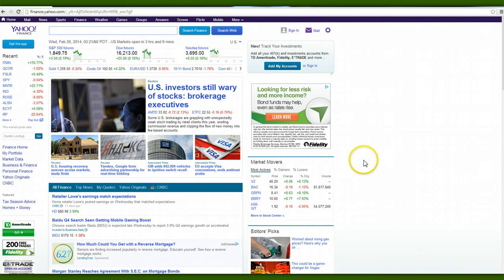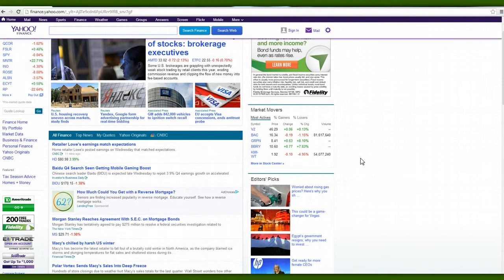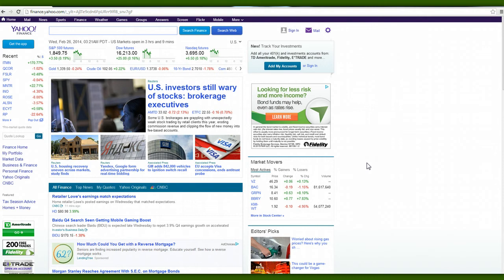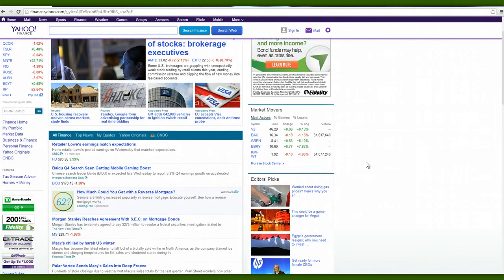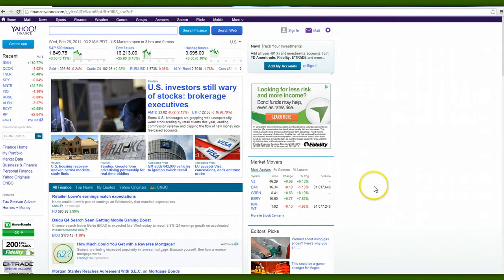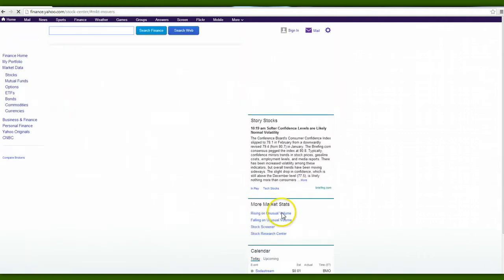I use Yahoo Finance a lot. It has a lot of good information. Basically, you can look up any stock on this website and it can give you information right away: news, earnings, statistics. So it's a very good website. So for today, to find out what I'm going to trade, you can go to the home page for Yahoo Finance and then go over to Market Movers, right? And then click on More in Stock Center.